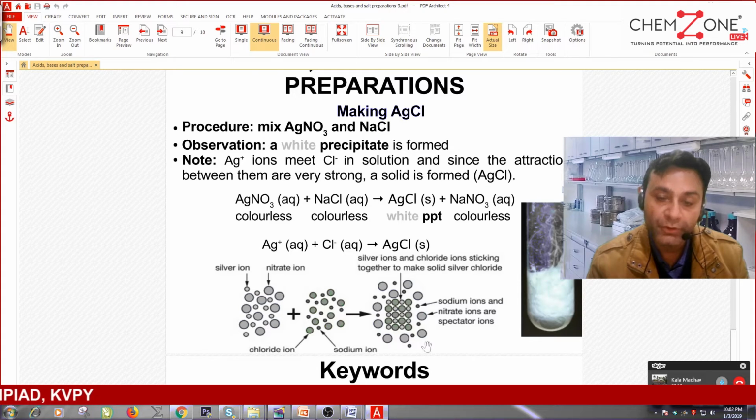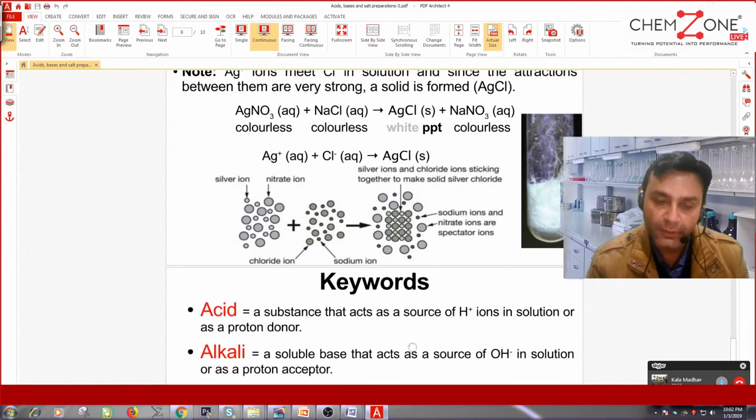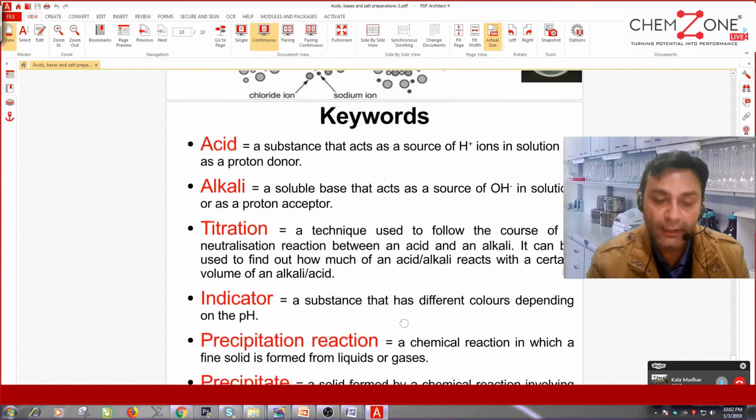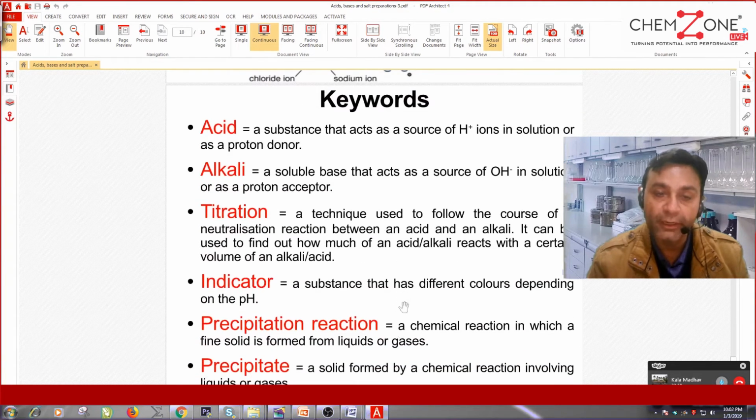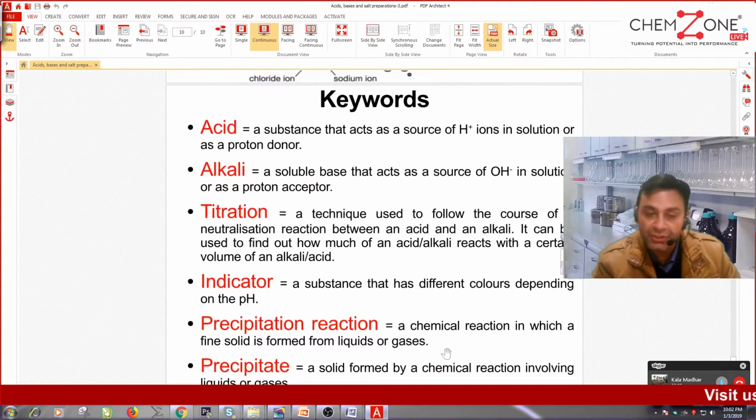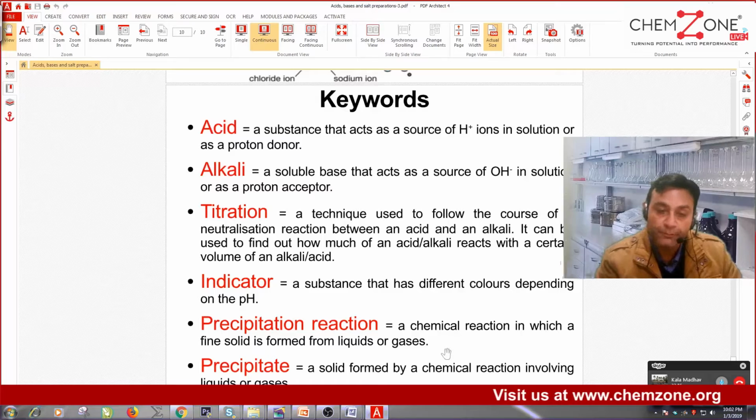Do you find any doubt here? No, it's all good. I understand. Last 4-5 points: acid, alkali, titration, indicator, precipitation reaction, and the PPT precipitate. Do you find any doubt here? I get it. I understand it all. All good.